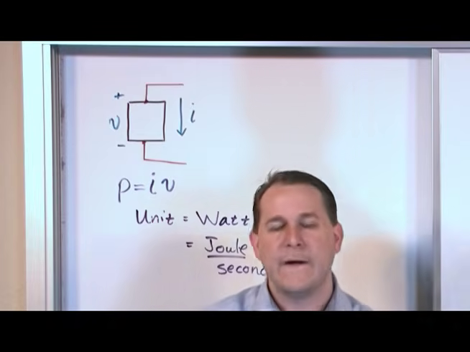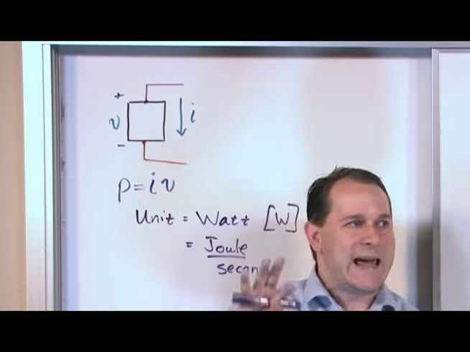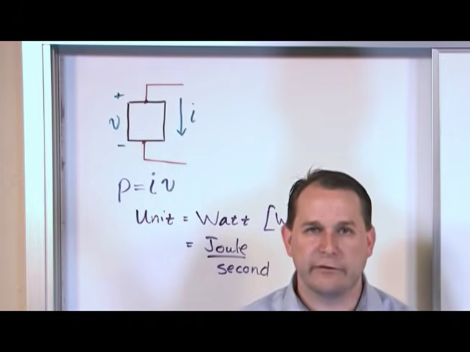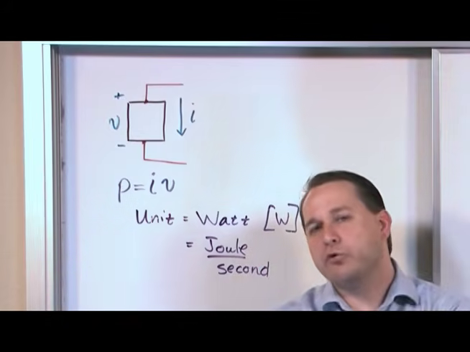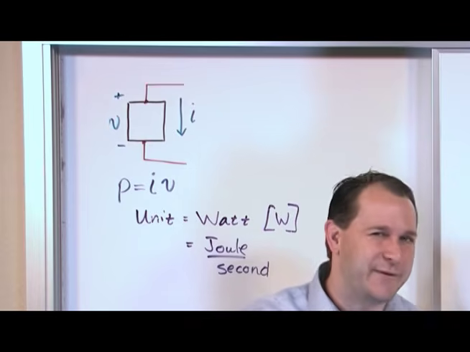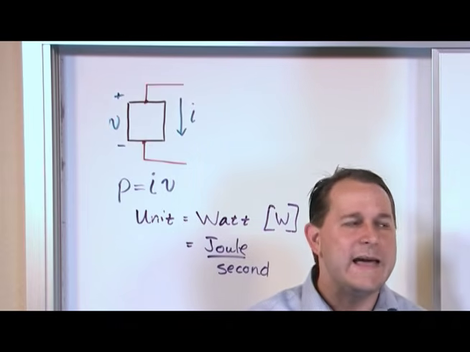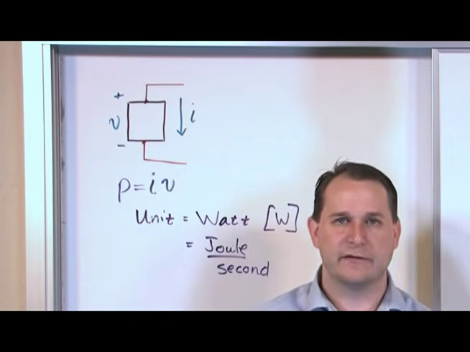So the punchline is, when you analyze a circuit, you're going to be calculating power everywhere in the circuit. If you get positive numbers for your power, that means they're absorbing that power from the source. If you ever get negative values of power in watts, it just means that that element is delivering power to the rest of the circuit.